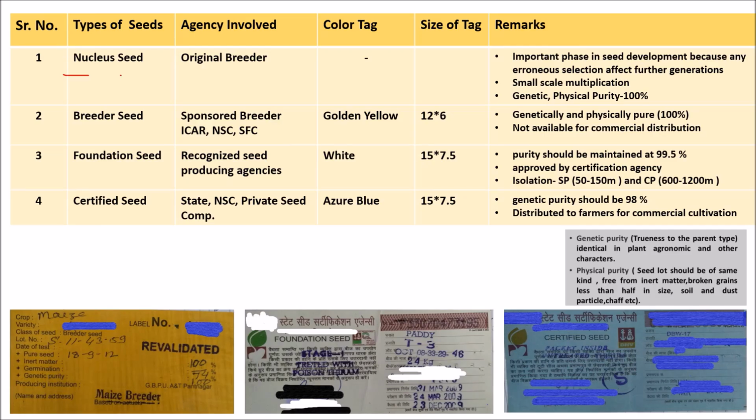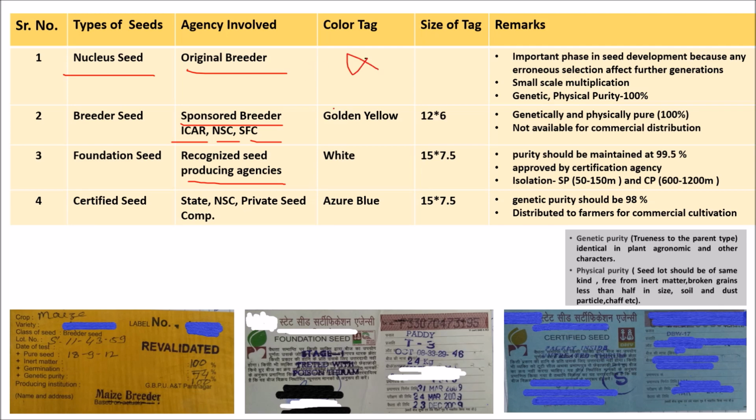Okay. These are the different types of seed. These are the agencies involved. I have already talked about the same in a different video. You can refer to that, or you can just have a snip of this here. Nuclear seed: the agency involved is the original breeder. In case of a breeder seed, it is a sponsored breeder, ICAR, institute, National Seed Corporation, and state federations. Foundation seeds are majorly developed in recognition with the various seed producing agencies. Certified seeds are all governed by the private seed companies, NSC, state, and the different partnerships.